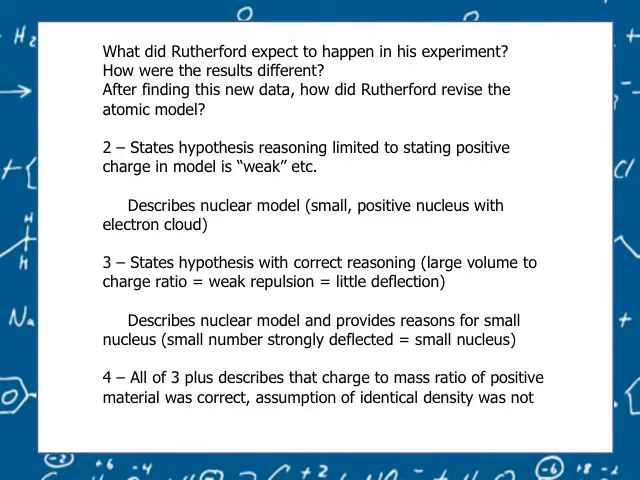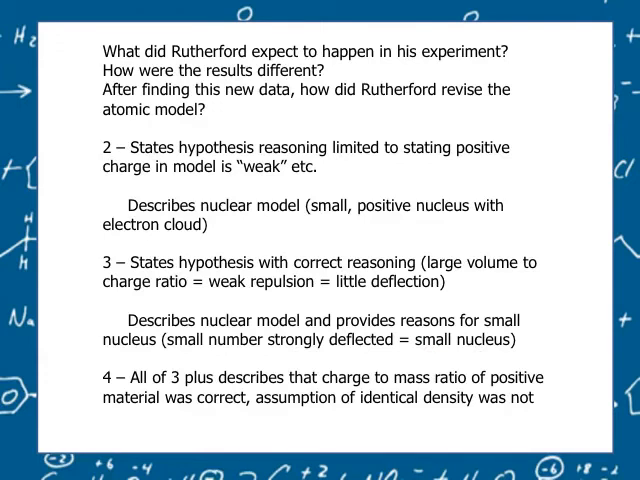If you provide some reasoning for his hypothesis that the positive material had a large volume to charge ratio which would result in weak repulsion of the alpha particles, and that he didn't find this weak repulsion, instead he found that most of them passed through completely unaffected with a small number that were strongly deflected because they had randomly struck a very small nucleus, which resulted in his nuclear model, you're going to score 3.